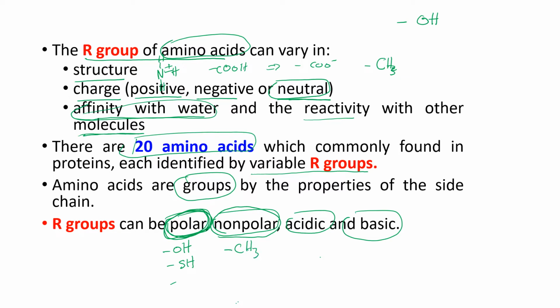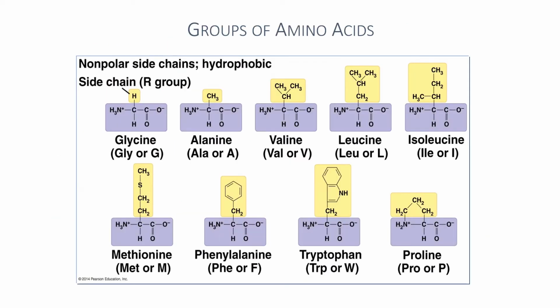Amino acid can be acidic if the side chain contains carboxyl group. When the amino acid ionizes, the carboxyl group releases hydrogen ions and becomes COO negative. If the amino acid is basic, it means that the R group contains amino group. Amino group originally is NH2. When it is ionized, it becomes NH3 plus. So these are the 4 different types of amino acids based on the side chain: either polar, non-polar, acidic, or basic.